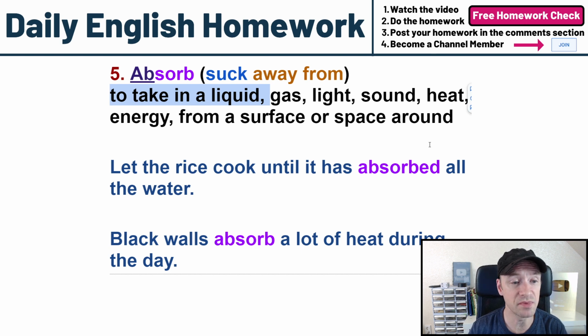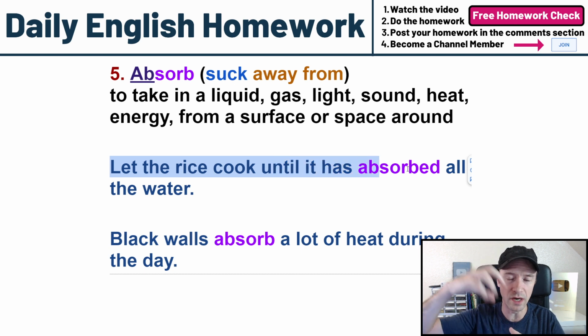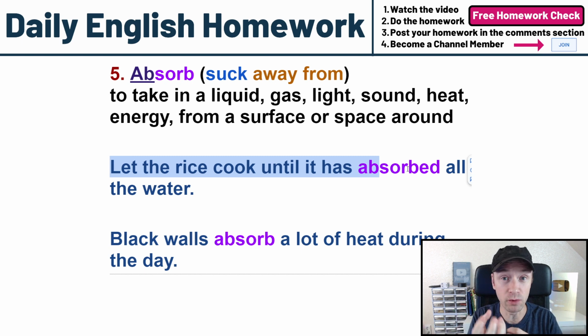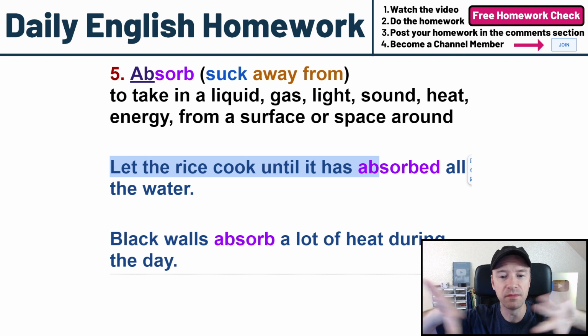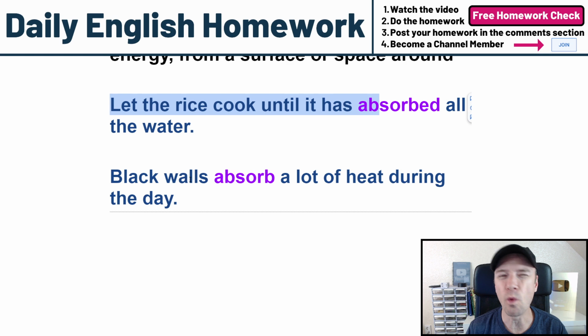Let's look at our example sentences. It says, let the rice cook until it has absorbed all the water. So yeah, you put rice in the water, the dry rice in the water, and the rice will absorb the water. And so the rice is away from the other place, it's coming into the water. And another example here, black walls or anything black absorb a lot of heat during the day. So I heard that the sun, if there's something black, that will absorb heat. That'll get the heat.